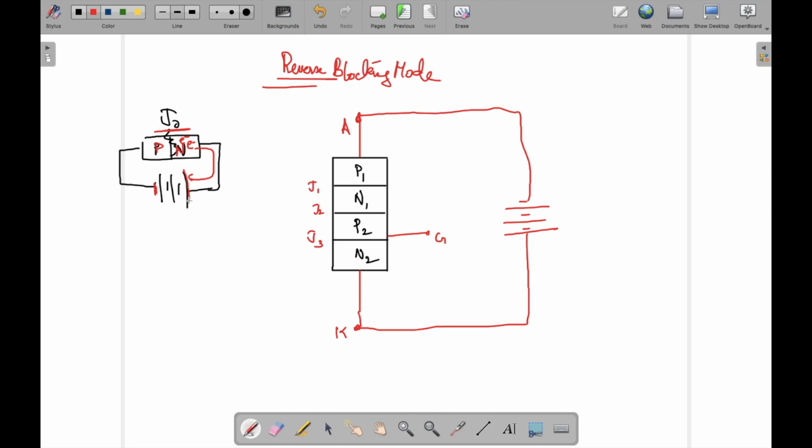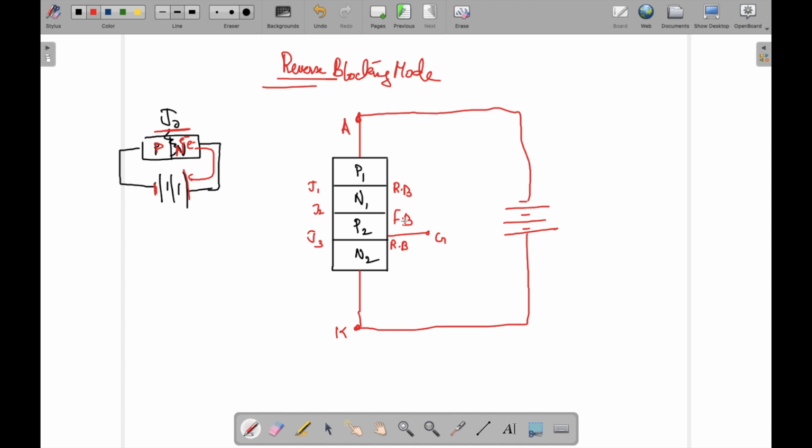So if we come to this picture, we can see that at junction J1 we have P1 connected to the negative terminal, so naturally J1 will be reverse biased. In the same way, if we see J3, N2 is connected to the positive terminal, so naturally J3 will be reverse biased. But when we check J2, we can see N1 is indirectly connected to the negative terminal and P2 is indirectly connected to the positive terminal. So J2 will be forward biased.